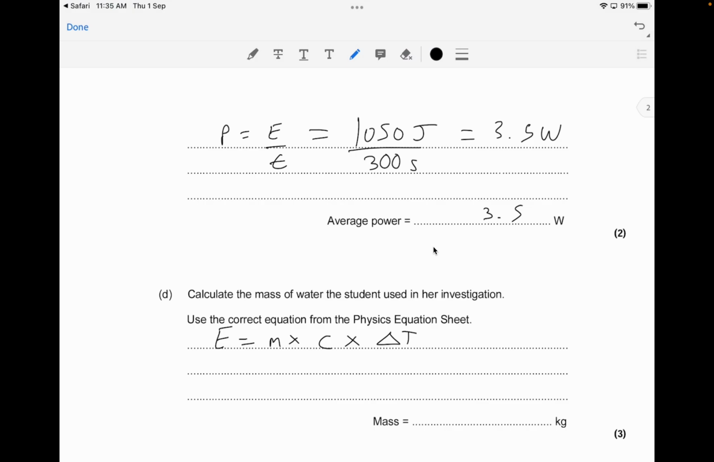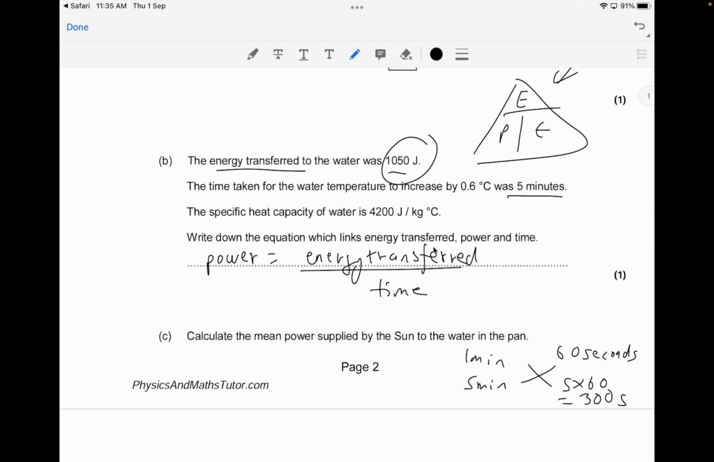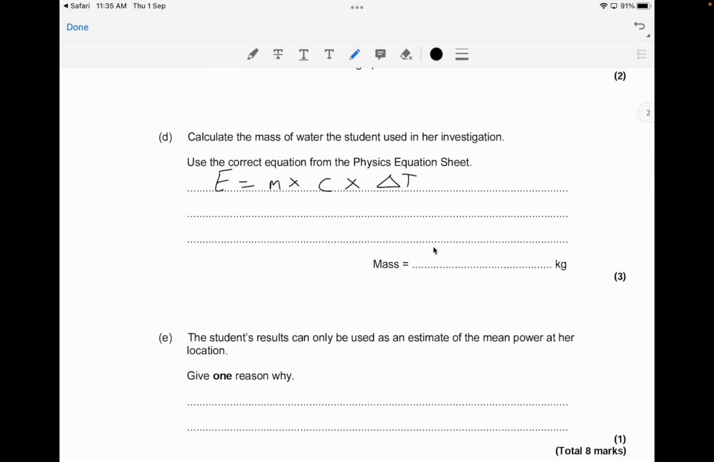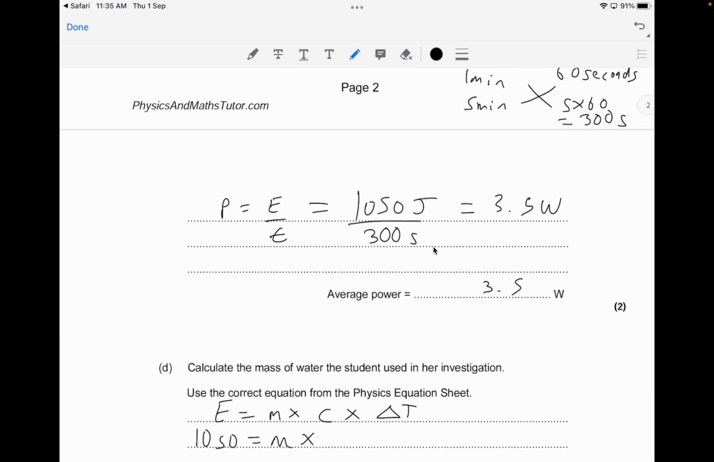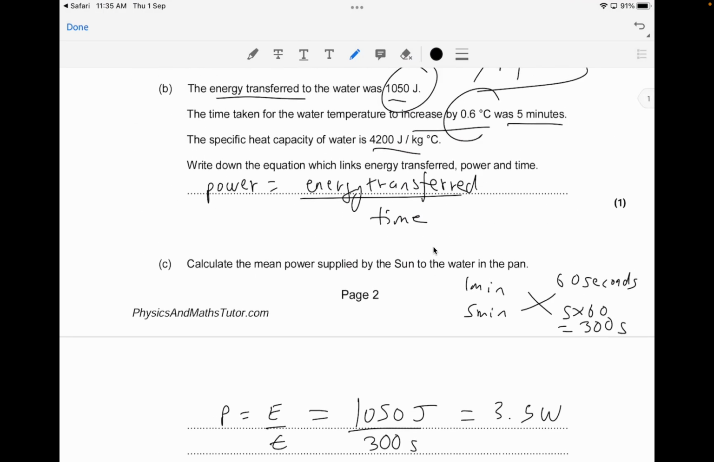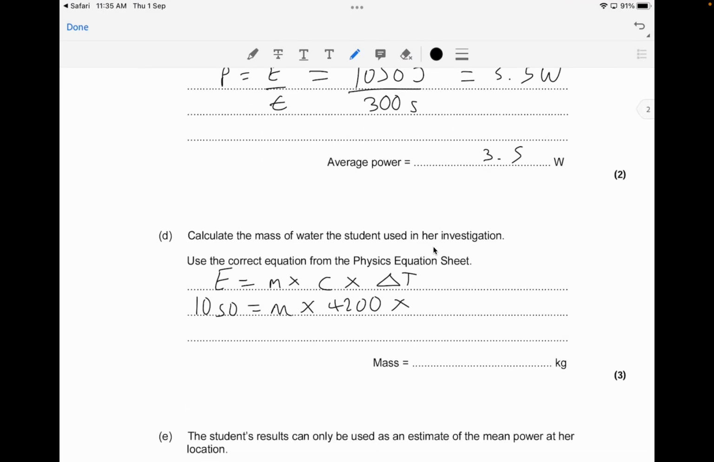The C represents the specific heat capacity, and the delta T represents the temperature change, which is increasing by 0.6. So it doesn't represent time, it just represents the temperature change. So you know the energy to be about 1050. We know the mass is not given to us yet. We know the specific heat capacity to be about 4,200 joules per kilogram, so we're going to write that down. And we know the temperature change to be about 0.6, so you're going to mention that here, 0.6.